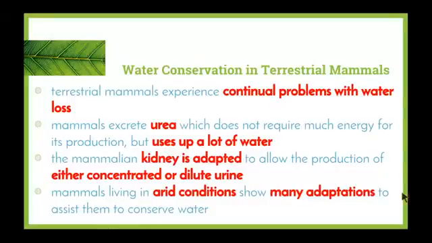Mammals excrete urea, which does not require much energy for production. However, it does take up a lot of water. The mammalian kidney is adapted to allow the production of either concentrated or dilute urine. We've looked at that quite a bit. We've looked at why reabsorption of different substances takes place in order to create either concentrated or dilute urine based on feedback from the body about levels of water. Mammals living in arid conditions show many adaptations to assist them to conserve water.